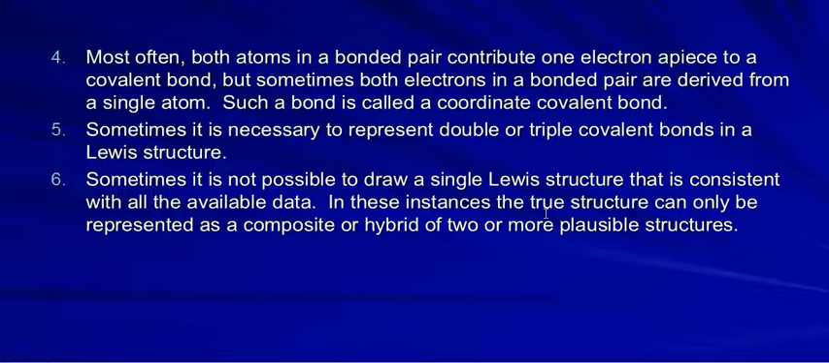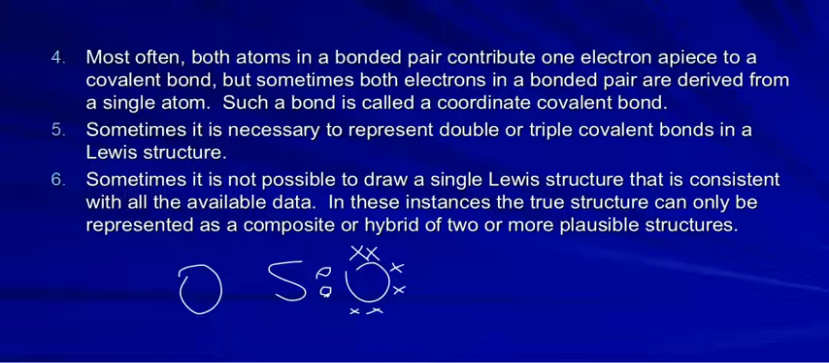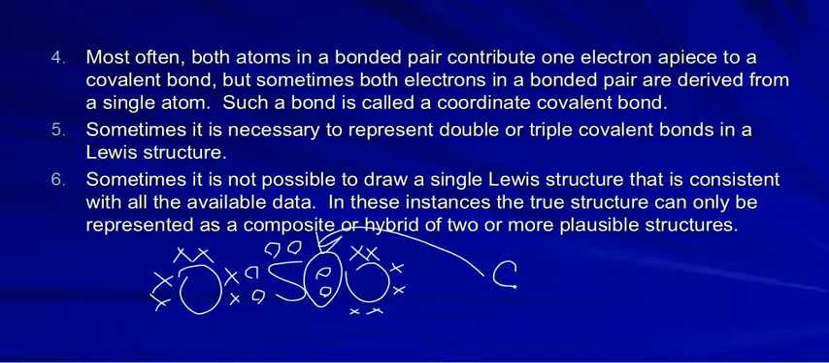Number 4, most often both atoms in a bonded pair contribute 1 electron apiece to the covalent bond, but sometimes both electrons are derived from a single atom. For example, SO2, the Lewis structure looks like this. This right here is called a coordinate covalent bond. Know that term, coordinate covalent bond. Both electrons in that bond come from sulfur.